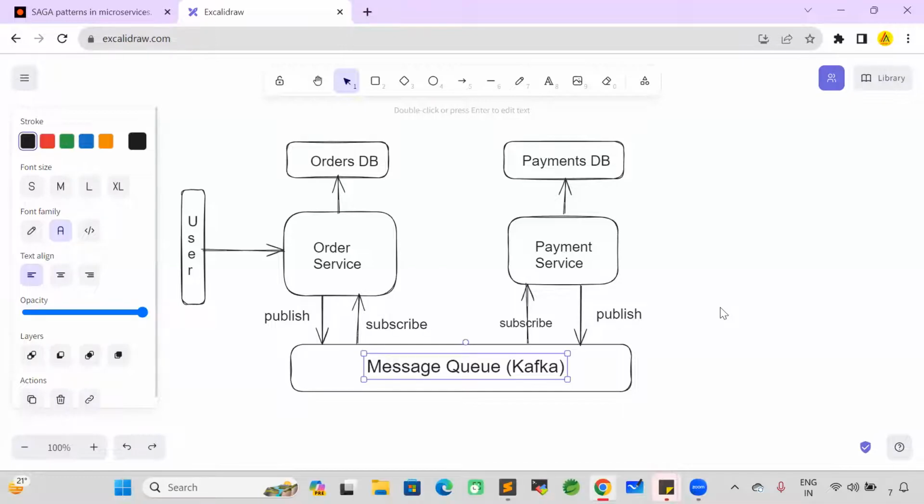Based on the message published by the payment service, the order service will subscribe, and the order service will decide whether to confirm the order or whether to fail the order. So here, this is called the choreography-based SAGA pattern. So in order to manage distributed transactions, we are using this choreography-based transaction.